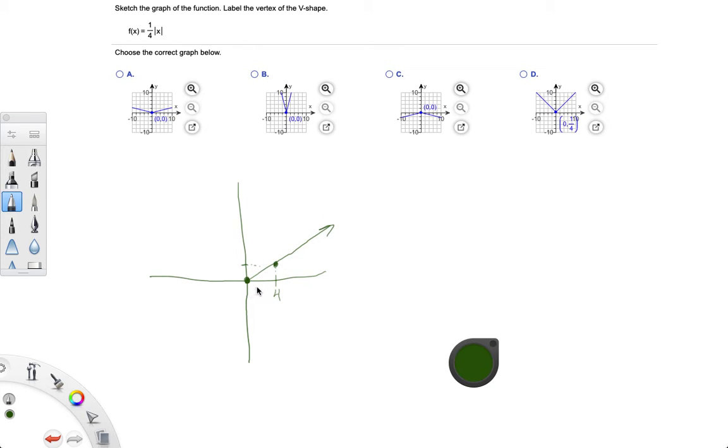Previously, if we were to continue this, it would just keep going down in the negative. But let's look at negative 4. If we plug negative 4 into our function, the absolute value of negative 4 is also positive 4. Positive 4 times 1/4 is still 1, so I'm going to have a point right here. And so it's going to look like this instead. It makes a V.